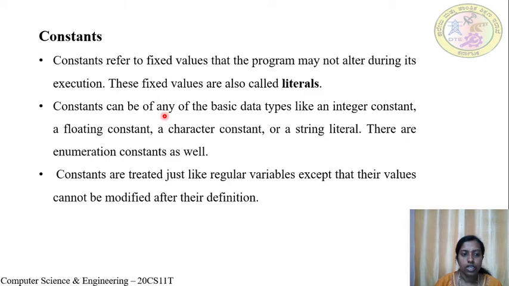In the second point, a constant can be of any basic data type. An integer constant holds only integer values. A floating point constant holds only floating point numbers or decimal numbers. Character constants and string literals can hold only words or a string.